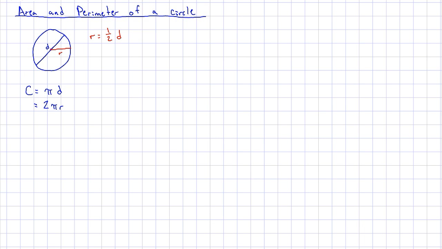Now these two are equivalent because the radius equals 1/2 the diameter. That means the diameter equals 2 times r. So these two are equivalent. It just depends on what information you're given as to what will be easiest for you to plug everything in. Now, pi is an irrational number, meaning that it repeats without end.